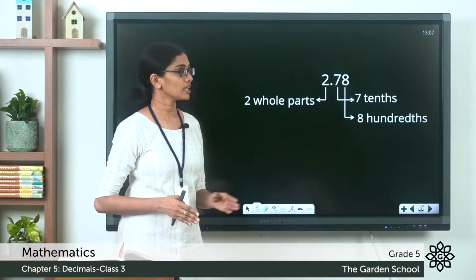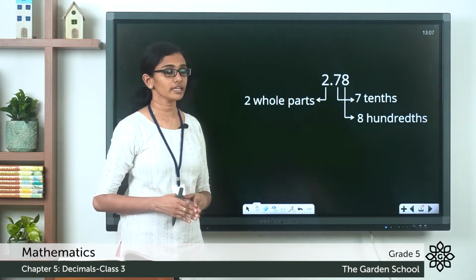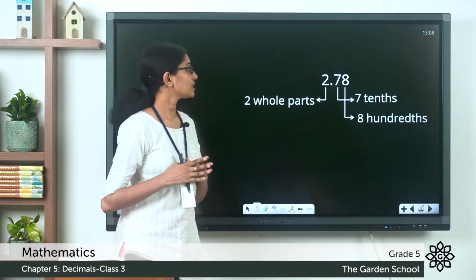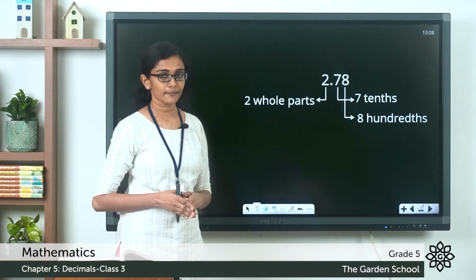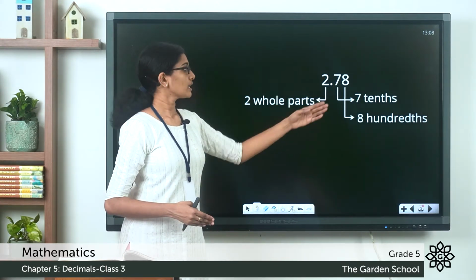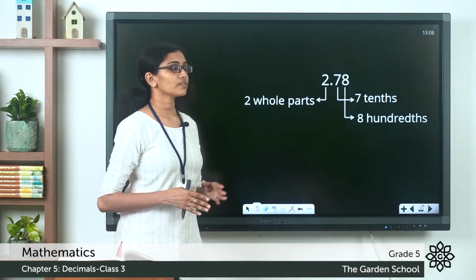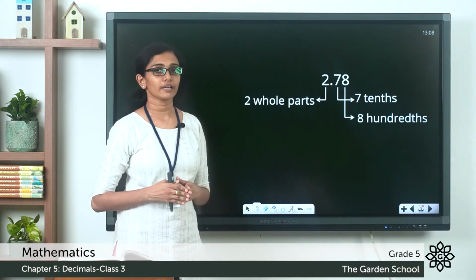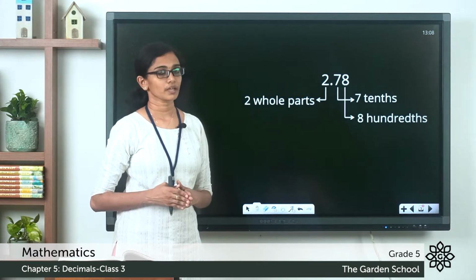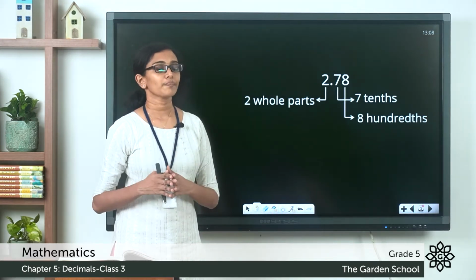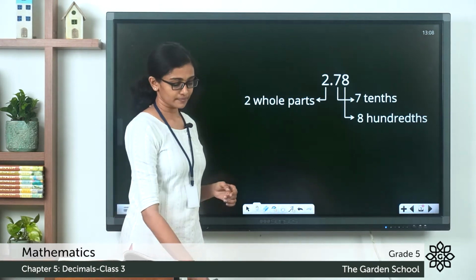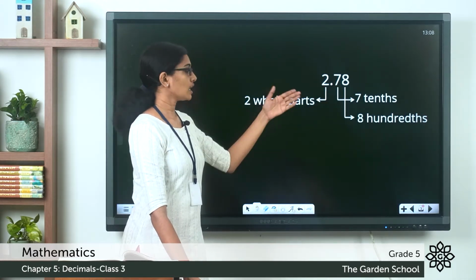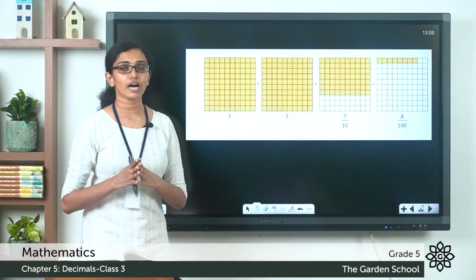So, what is the place value of these digits after the decimal point? The place value of 7 in this number is 7/10 or 7 by 10 or 0.7 and the place value of 8 here is 8/100 or 8 by 100. Clear? Now, let's see how we can represent this number pictorially. So, you have two whole parts and a decimal part, right? A fractional part. So, how do you represent a whole part?